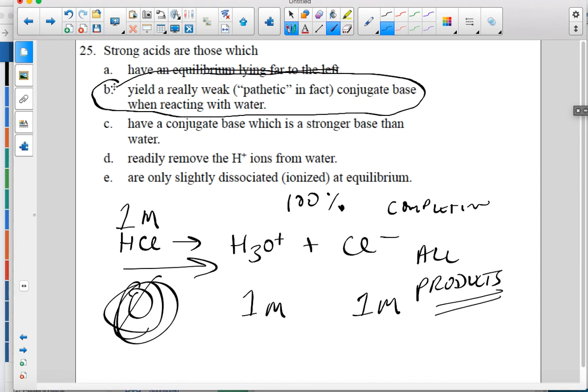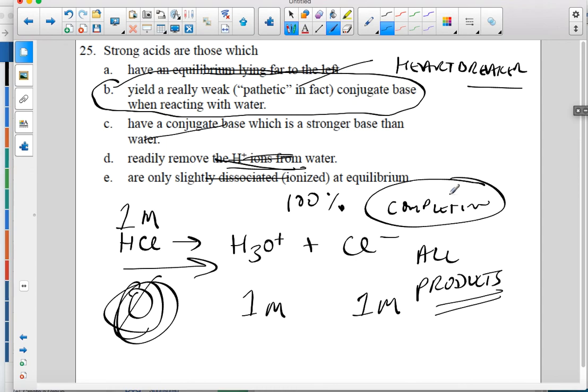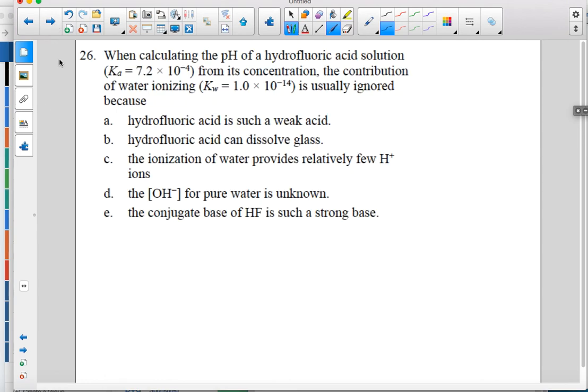This person calls it a pathetic conjugate base, but we call it a heartbreaker. It means they don't want to get back together. They basically have no reaction with water. Have a conjugate base which is stronger, not true. Readily move H plus ions from solution, not true. They drop them in there. Only slightly disassociated, wrong. Completely disassociated, they go to completion. So on the AP exam, completion means all products, no reactants.